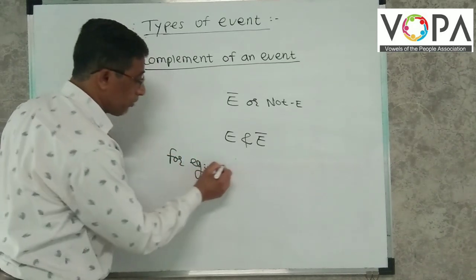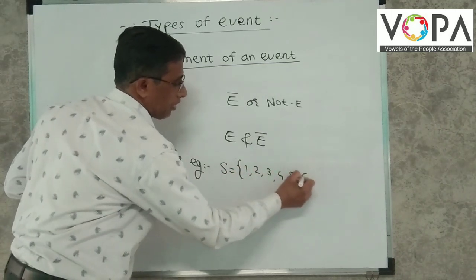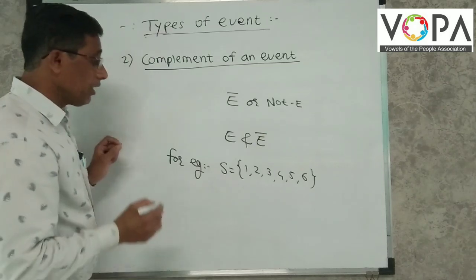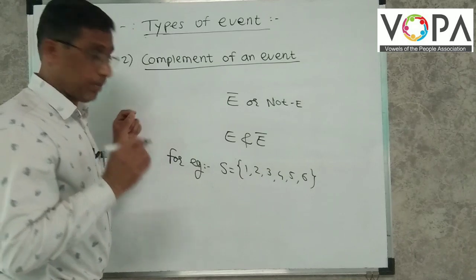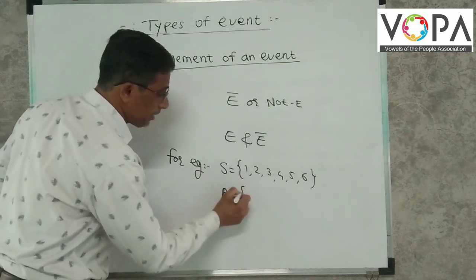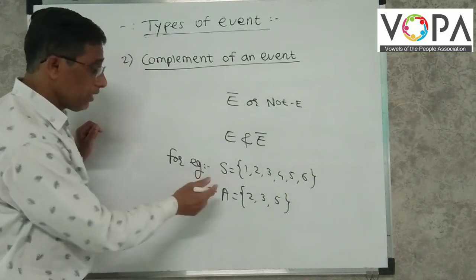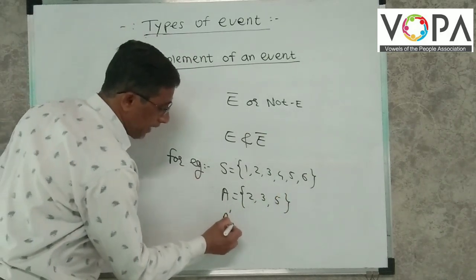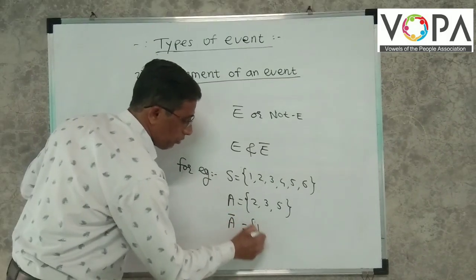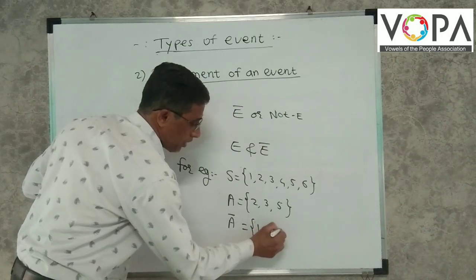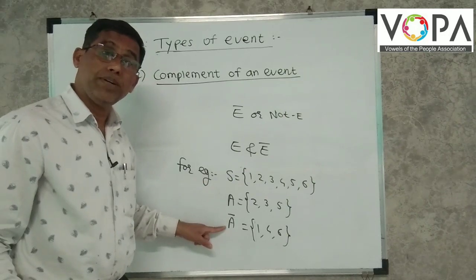a die is thrown. What we get? Suppose A be an event of getting prime number, means A is equal to {2, 3, 5}. Therefore, their complementary event, means A dash or A bar, means {1, 4, 6}. Hence, A and A bar are complementary events.